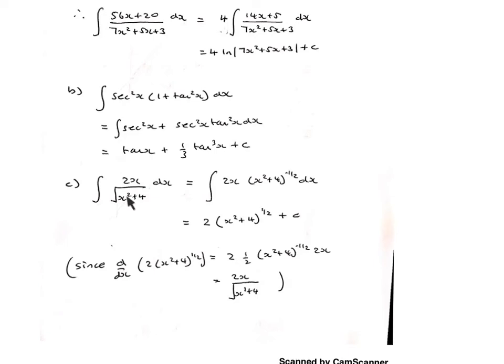And in part C, 1 over root (x squared plus 4) is (x squared plus 4) to the minus a half, so that must have come from (x squared plus 4) to the half. The half and the 2 cancel out, but you do get the 2x from differentiating the bracket. So check by differentiation, and there's your answer.